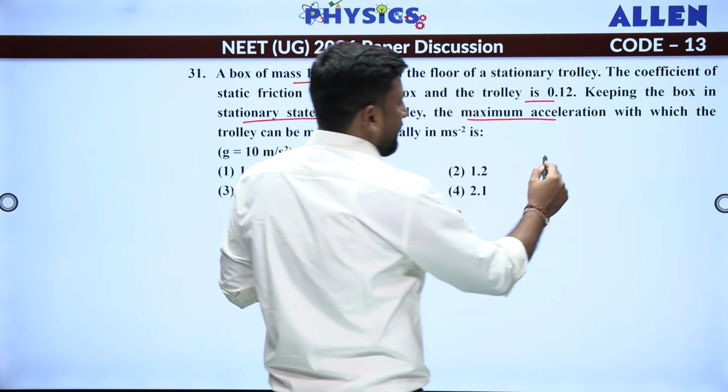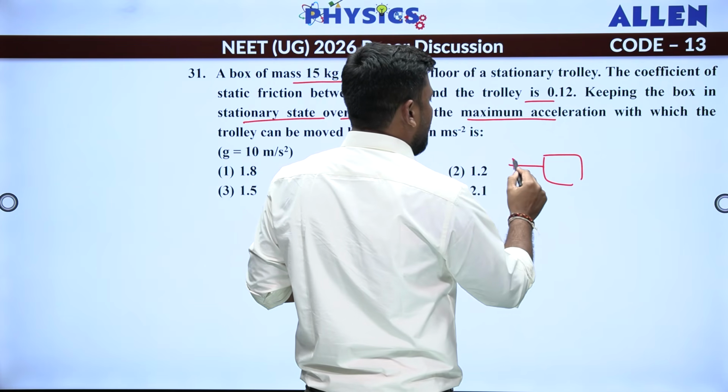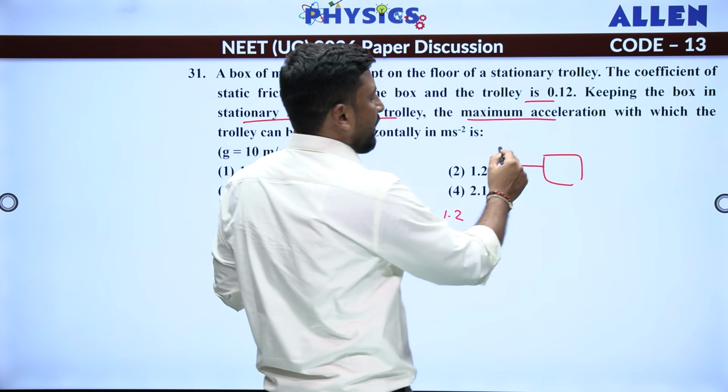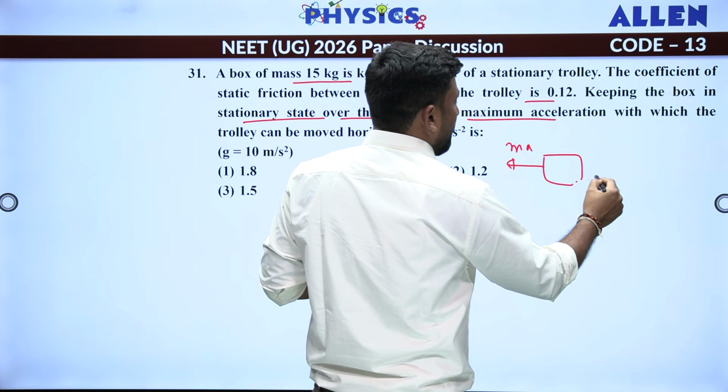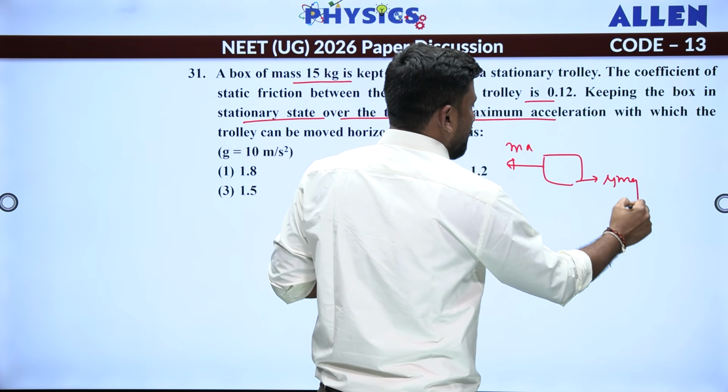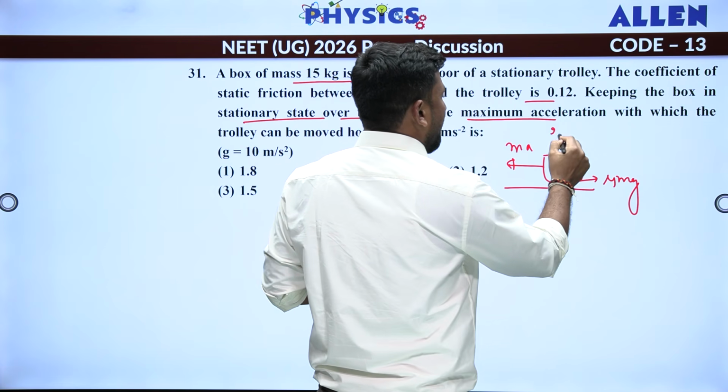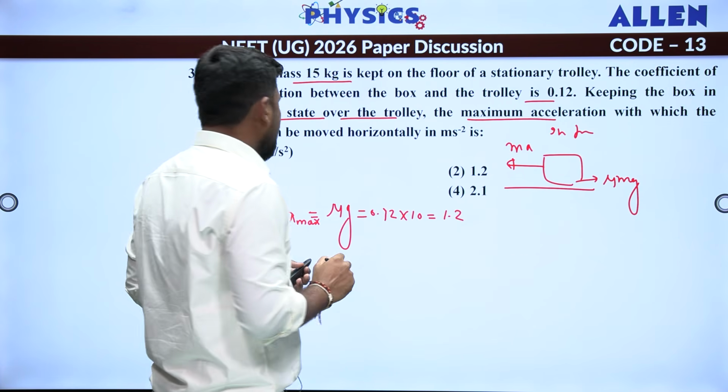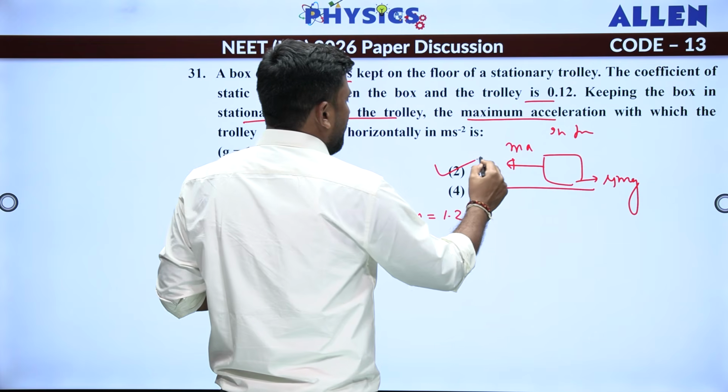If you want to see the solution, it's very simple. You can apply the pseudo force here. If you are working in the frame of the trolley, then you can say m into a should be equal to mu m g, for this to be stationary in the trolley frame. So the correct answer for this is going to be 1.2, which is option 2.